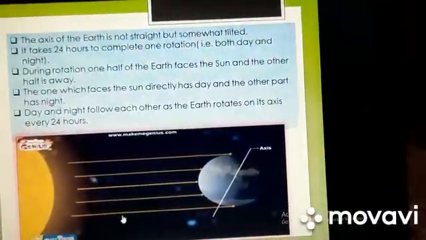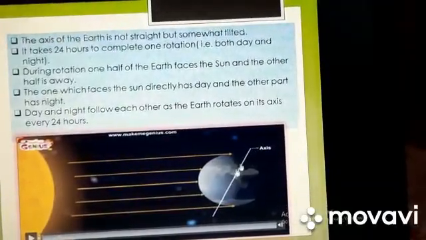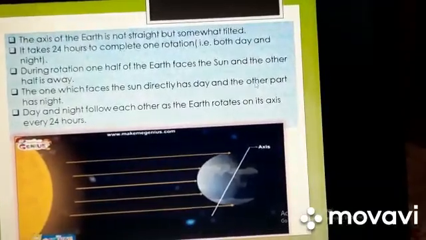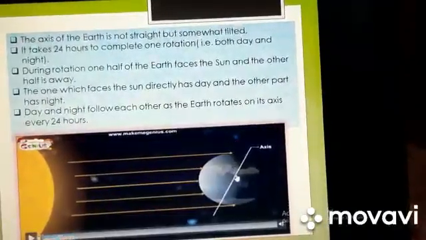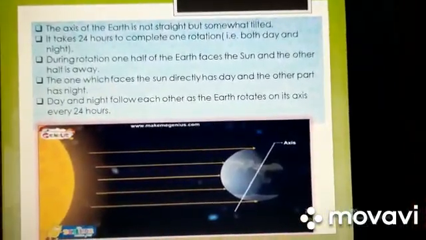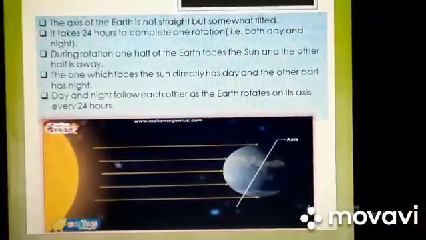So the axis of the earth is not straight but somewhat tilted. It looks like this, a little bit bent, and it takes 24 hours to complete one rotation, that is both day and night. That means to complete one rotation, it will have one day and one night in it.